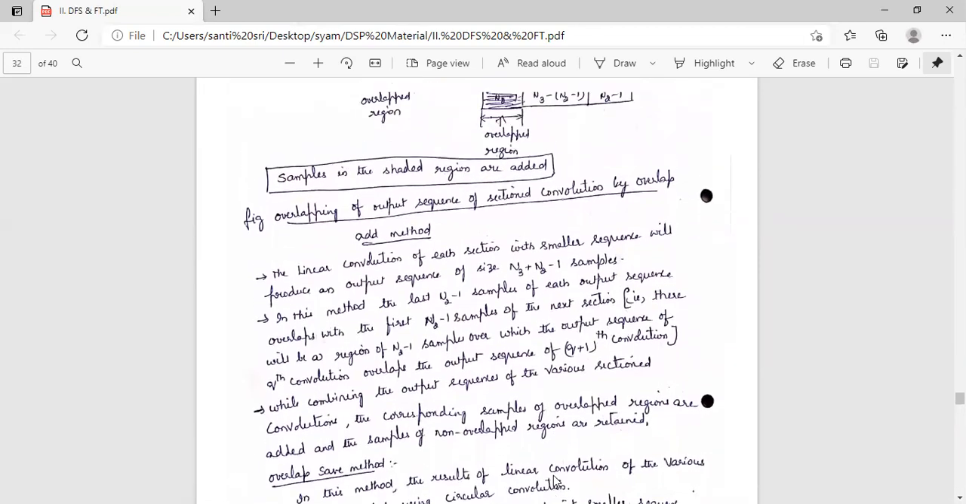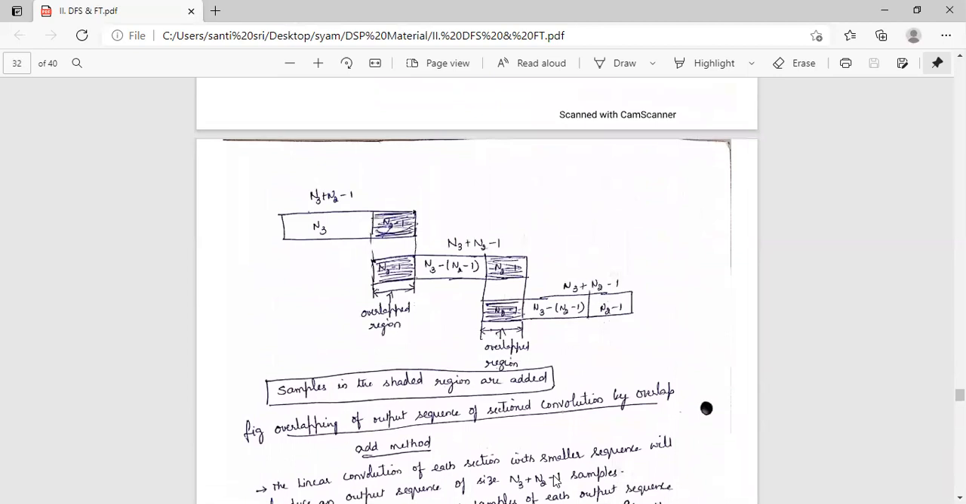So this is the overlap add method. The same samples are overlapped here. Here we have three sections, and in these three sections N2 minus 1 samples are common. So these two are overlapped, and these two are overlapped. These are added, so the shaded regions are added. This is called the overlap region.